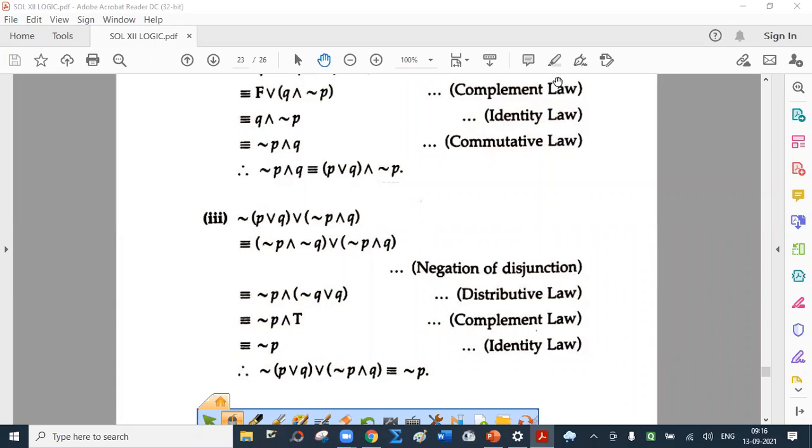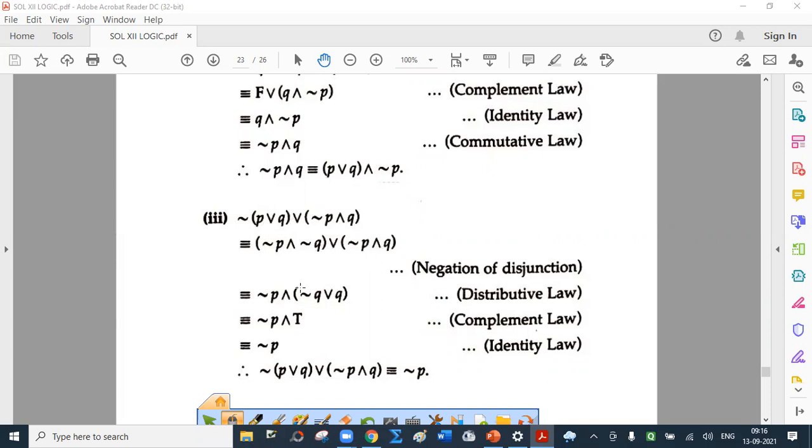Third one, prove that the negation of (P or Q) or (not P and Q) is equivalent to not P. So we begin with this. Now it is the negation of a disjunction. It is a conjunction of negations. See the cursor. Now (not P and not Q) or (not P and Q), use the distributive law.